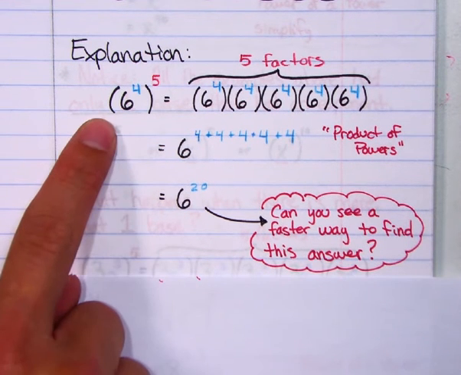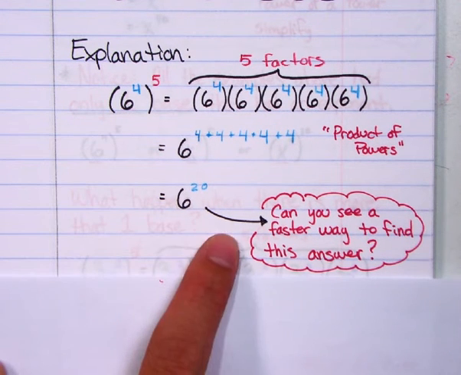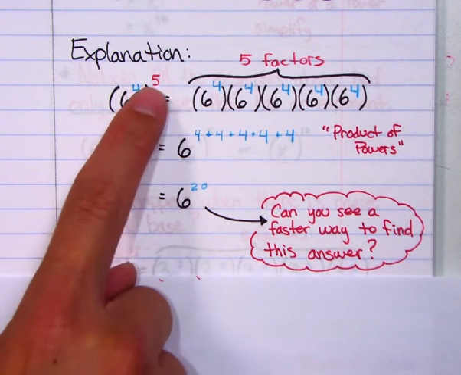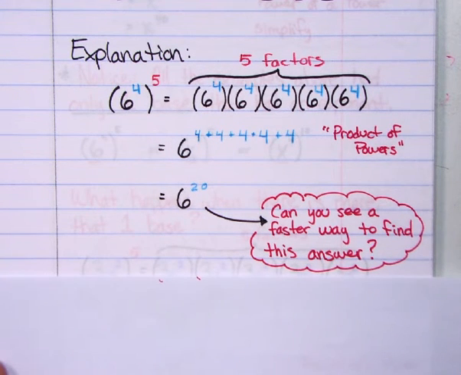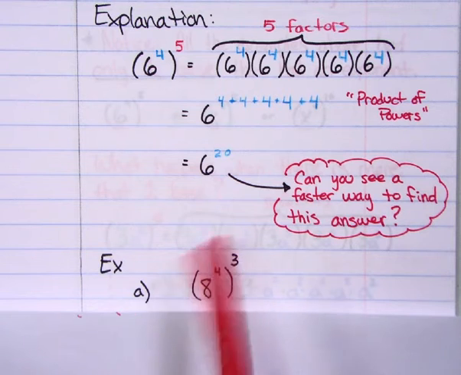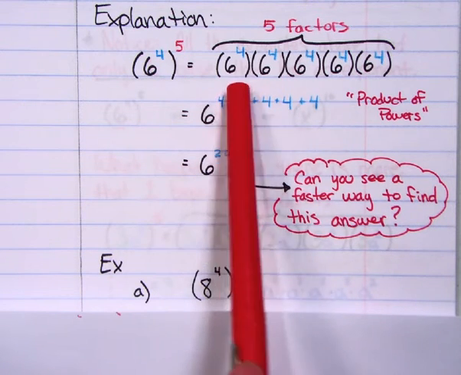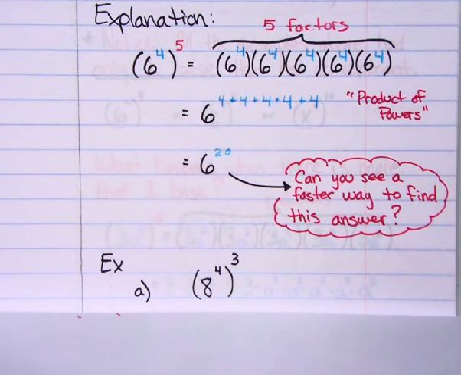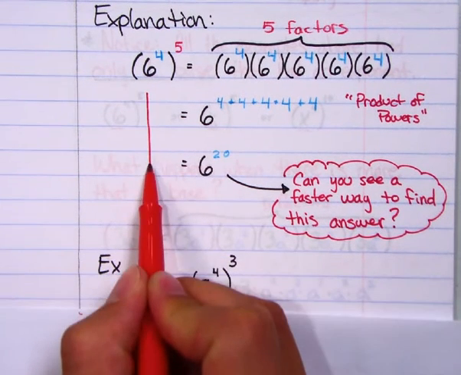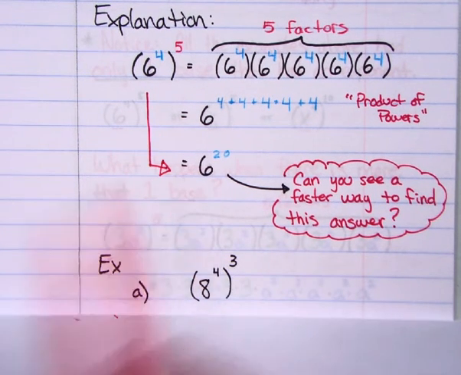If I have this as my question and that as my solution, can you see how the 4 and 5 relate? 4 times 5 gives me the 6 to the 20th power. So instead of expanding it out and then adding the exponents, let's jump straight from there to our answer using the property we just learned, the power of a power property.